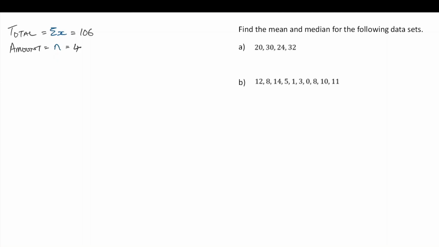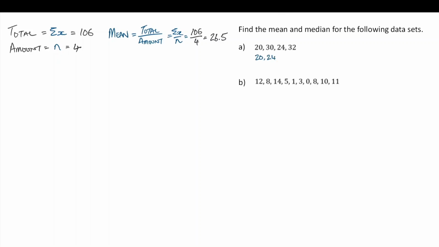The mean is the total divided by the amount. The mean is sigma x over n, the sum of x over n. 106 divided by 4 gets us 26.5. The mean for this data set is 26.5.